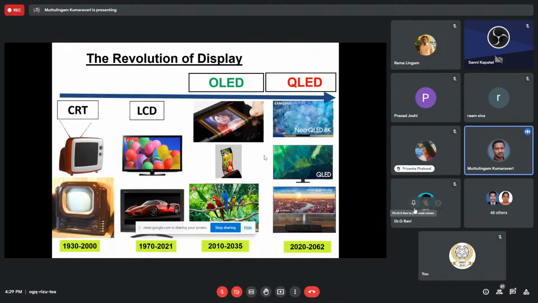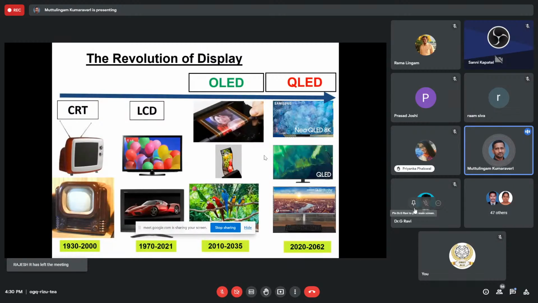My name is Muthulingam Kumaravel. I am working at Brunel University as a device engineer. I have 20 years of experience in OLED and QLED manufacturing and characterization. So I'm going to share my knowledge and experience in OLED and QLED fabrication. I'm going to give some introduction about display and lighting first.